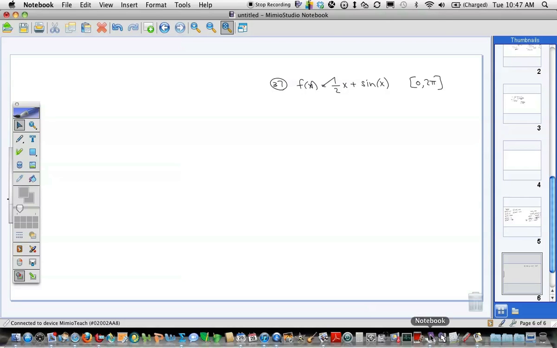So we're going to find global extreme, local extremes, that's max and mins, points of inflection. Where do we start? Do the derivative, right? So we do f prime, and that would be 1/2 plus cosine of x, right? The new rule we just learned. The derivative of sine is cosine. Okay, then what? Set it equal to 0.